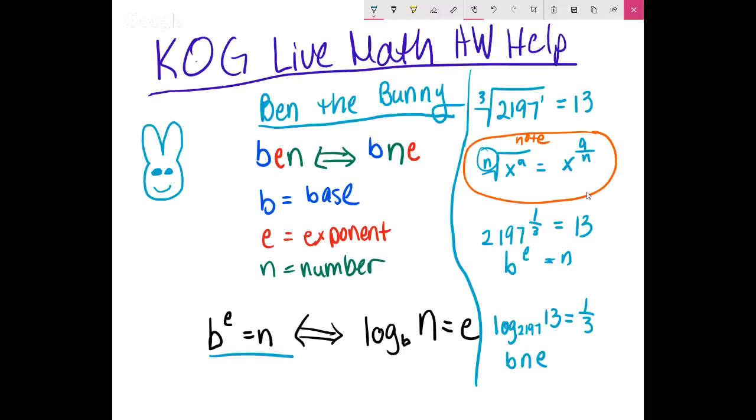Now, if you want to go the opposite, which would be bunny the Ben way, that is logarithmic to exponential form. So I'll use a different color for that.